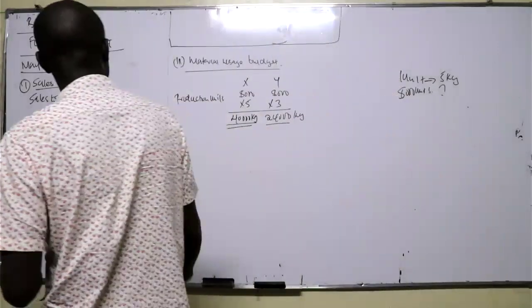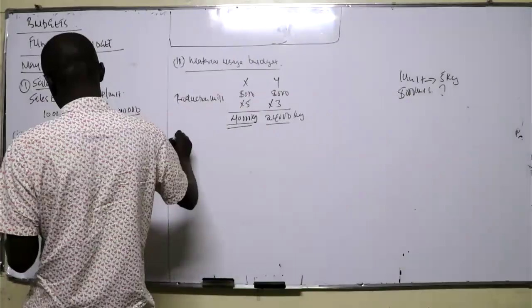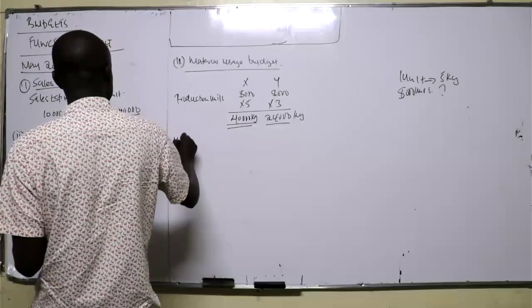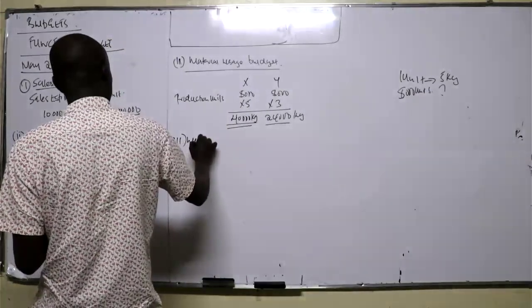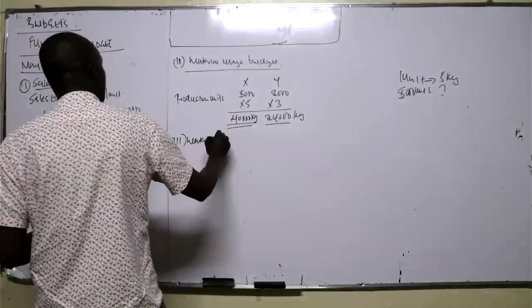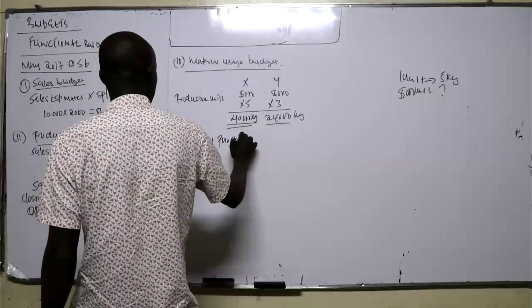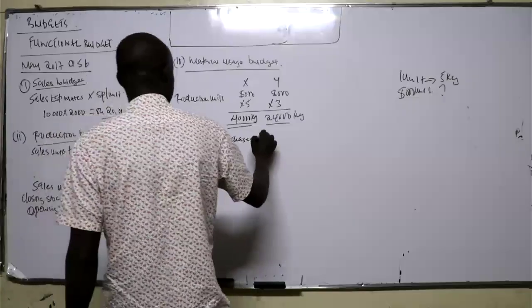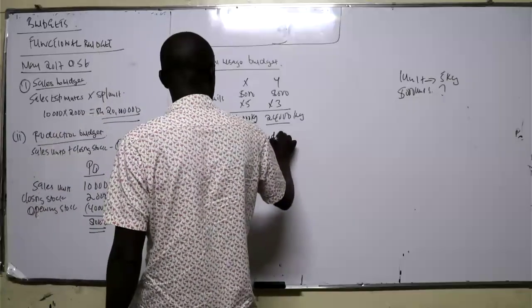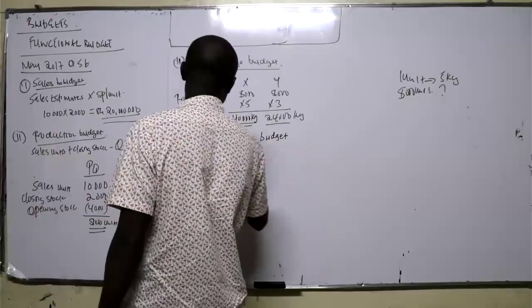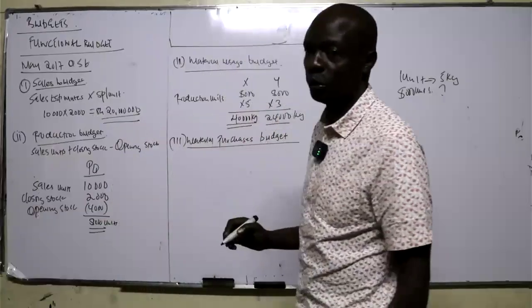Then we go to material purchases budget. So this one can be in quantity plus in units.